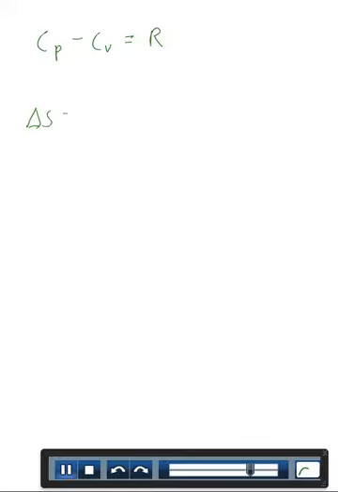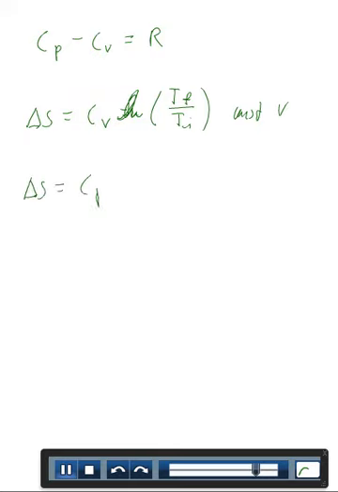Now we can say the entropy change for heating at constant volume is equal to CV times the natural log of the ratio of the final temperature over the initial temperature. So this is for a constant volume process. Or we can say the entropy change for a constant pressure process is the heat capacity at constant pressure times the natural log of the quotient of the final and initial temperatures. So this is under conditions of constant pressure.